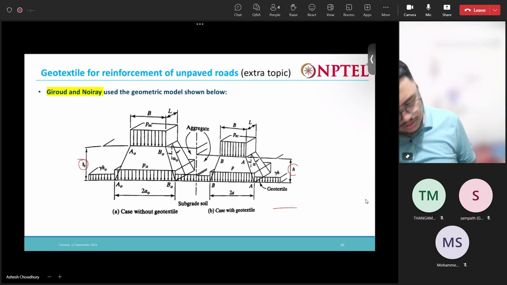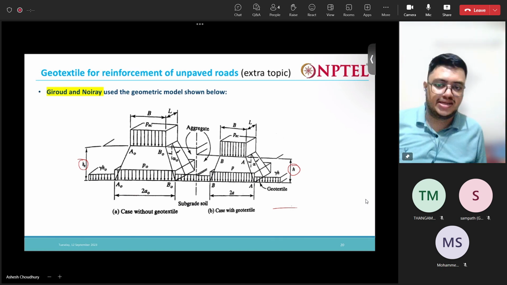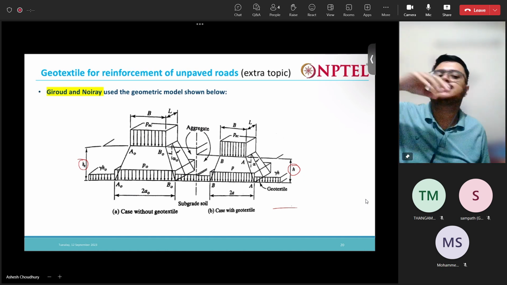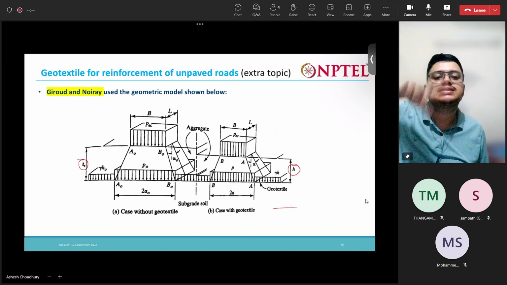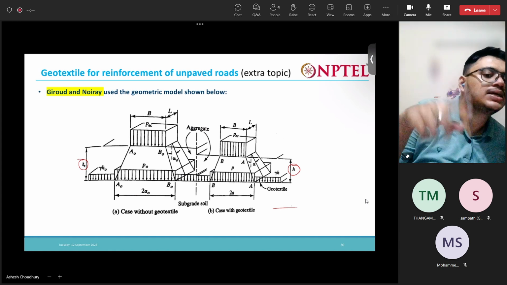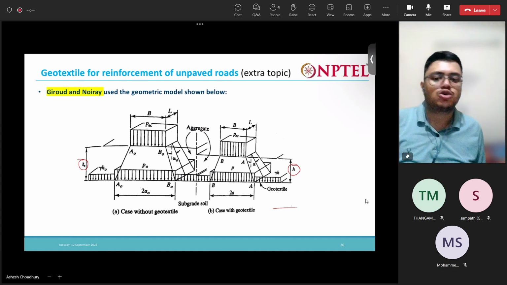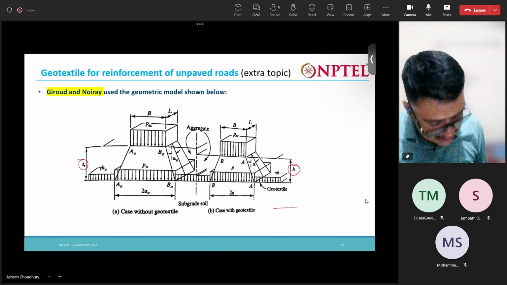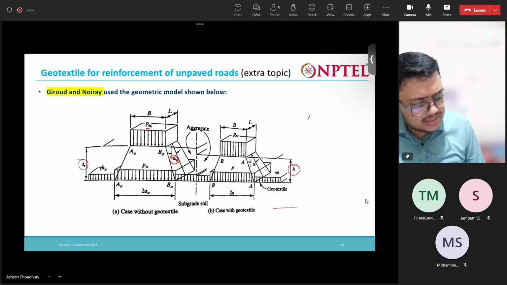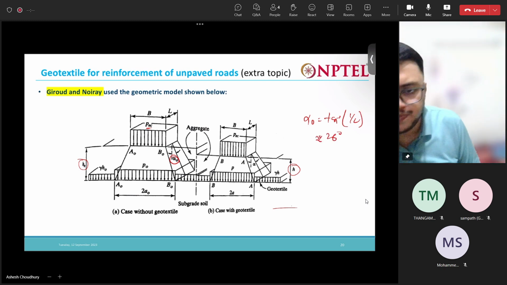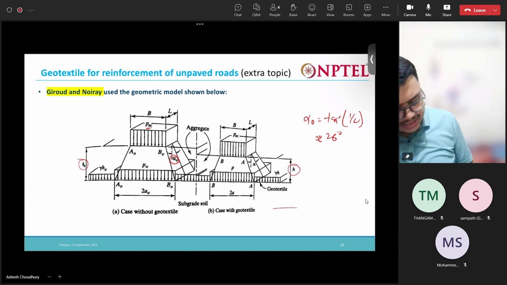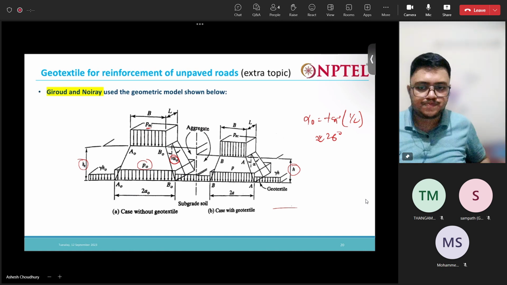You can see here that P_c is nothing but the pressure coming from the tire of the vehicles. That pressure is spread out at an angle alpha naught. This alpha naught is generally taken as tan inverse of 1 by 2, approximately 26 degrees. So the pressure P_c spreads out and reduces to P naught.